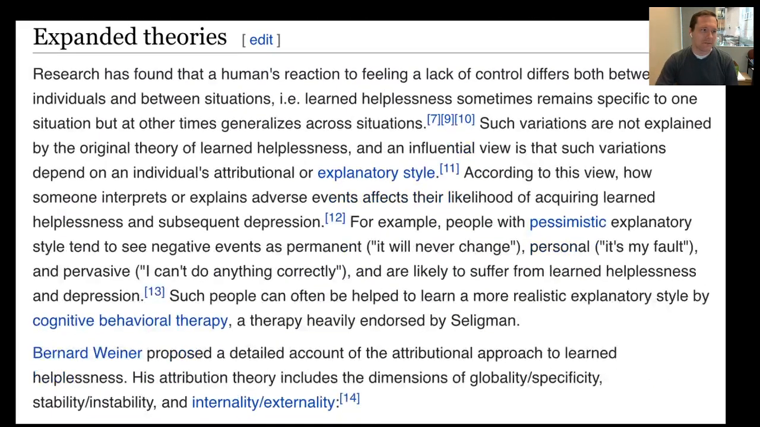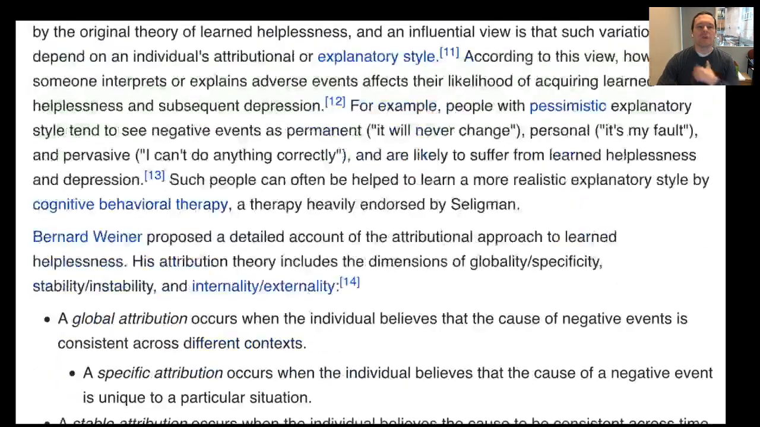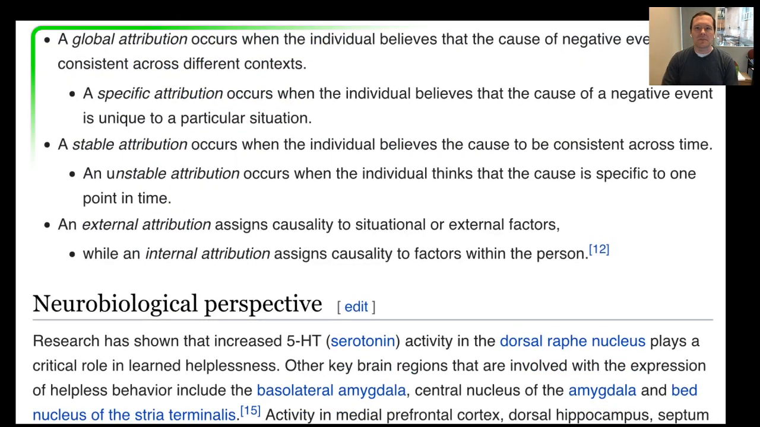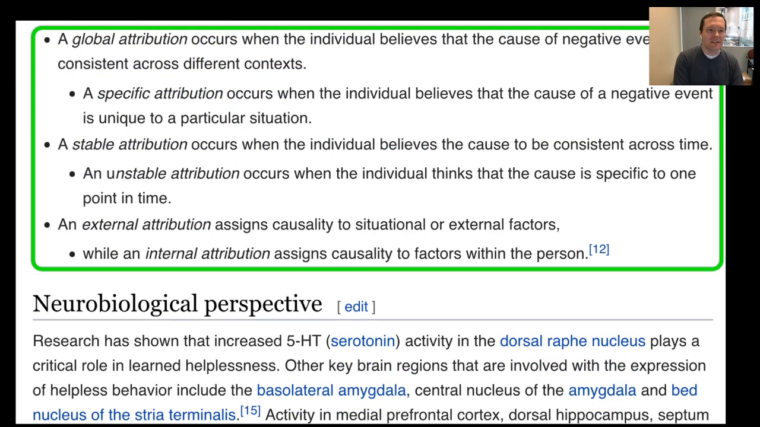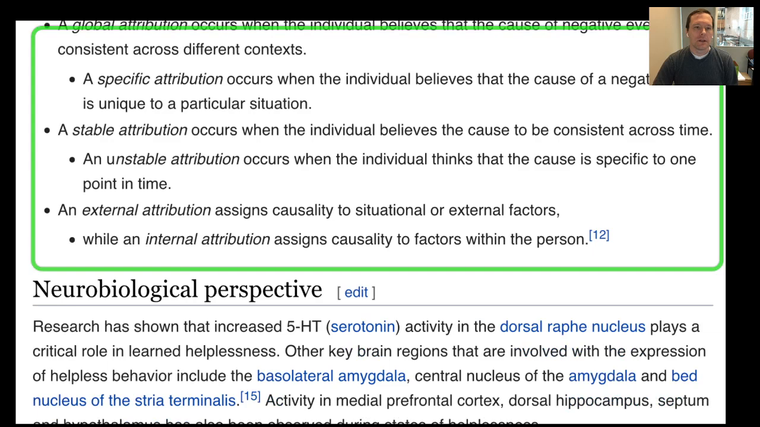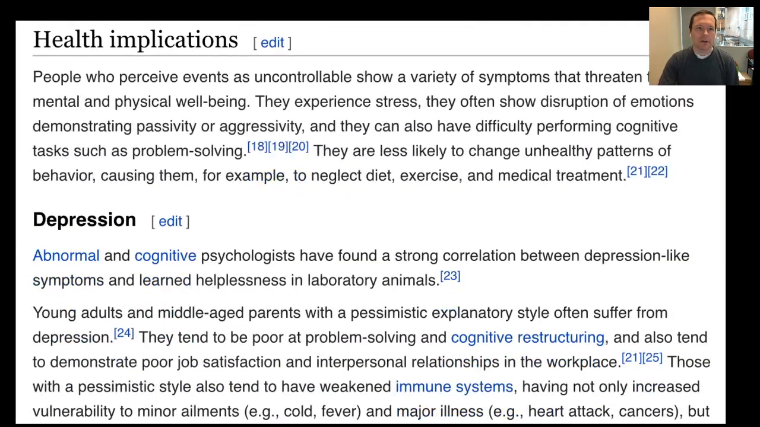We've experienced this. And in humans, the good news is it's situational sometimes. And even more importantly, when humans experience this, sometimes it's global, sometimes it's specific, sometimes it's stable, sometimes it's external. And it's navigating how you come to understand why you're feeling helpless that's so important. So the health implications, I think you can imagine, are pretty severe.